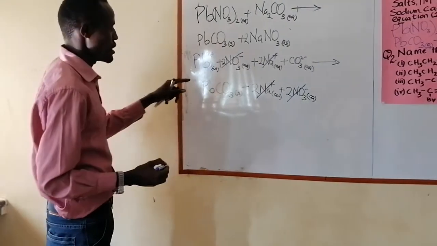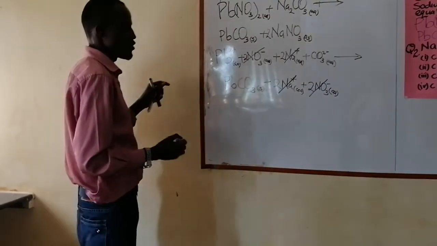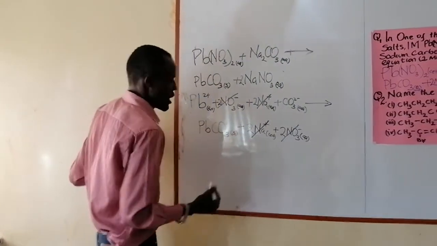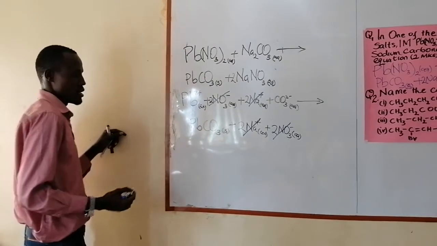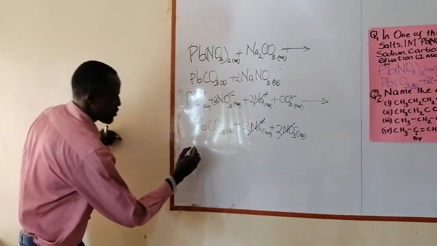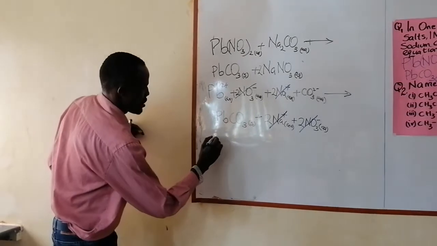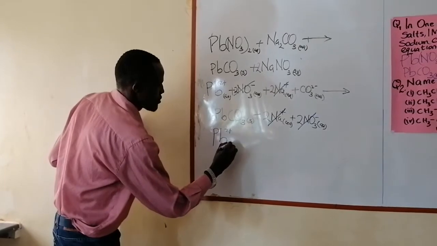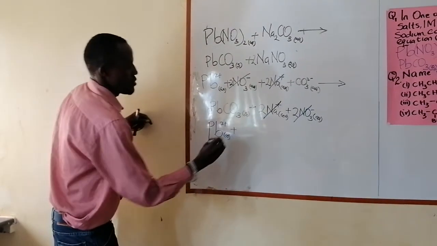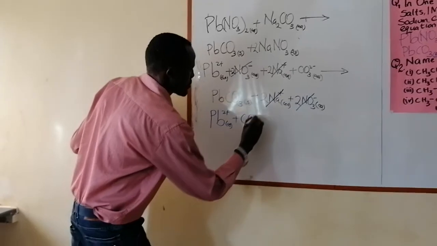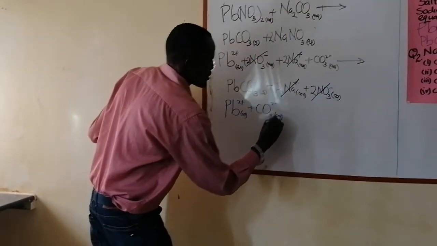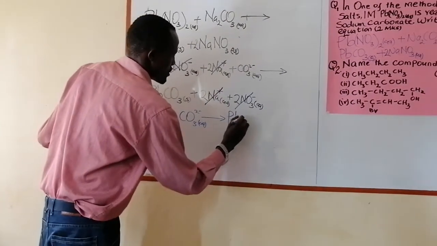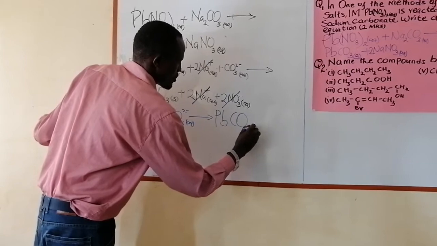So the ones that remain, the ones that have undergone a change, form our ionic equation: lead 2 ions and carbonate ions to give lead carbonate. And we can therefore comfortably write our ionic equation as follows. Lead 2 ions with carbonate ions in aqueous to form insoluble lead carbonate, which is a solid now.